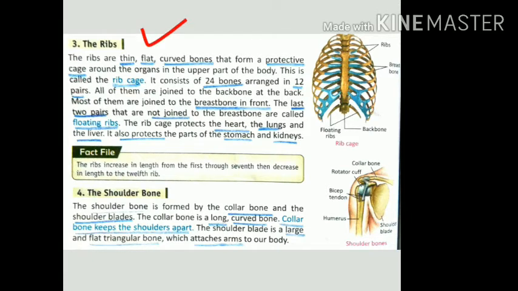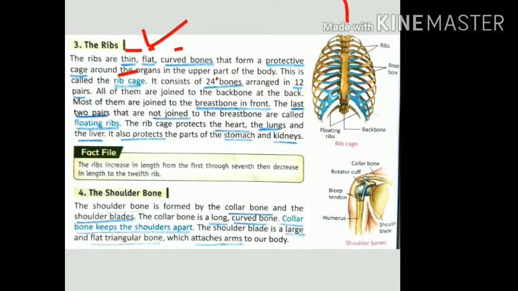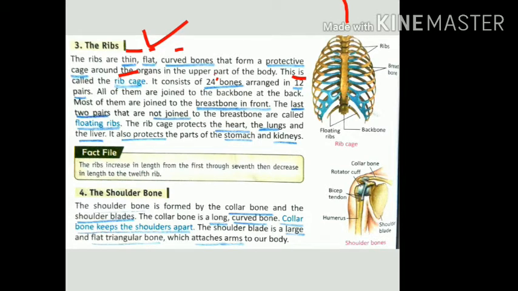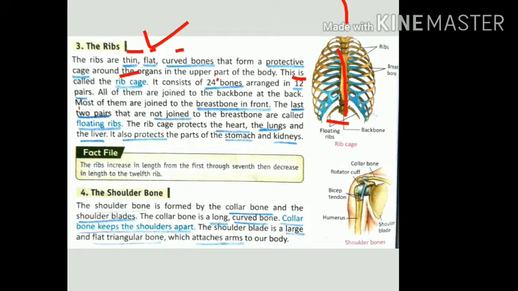Next are the ribs. It is the front part of our body, and these are thin, flat, and curved bones. You are seeing they are in this shape. Look at this. It consists of 24 bones, and it becomes like a case, and 12 pairs are arranged. All of them are joined to the backbone at the back. Look at these, all are connected to the backbone, but the last two pairs are not joined to the breastbone. That is called floating ribs.